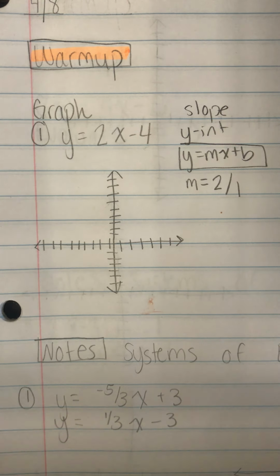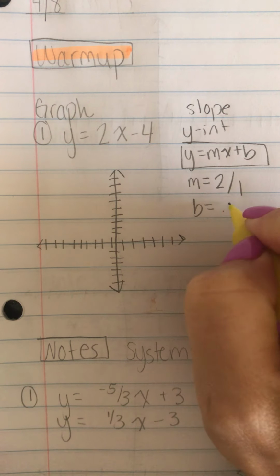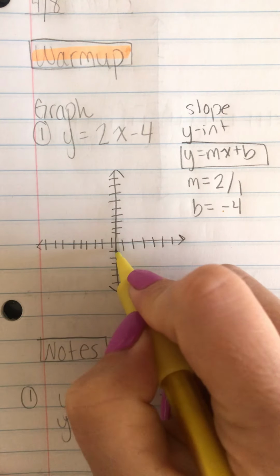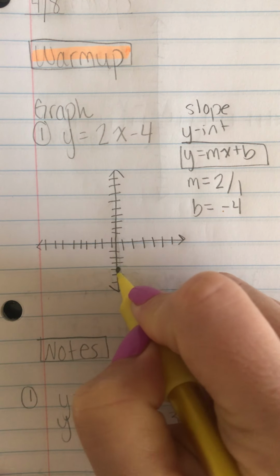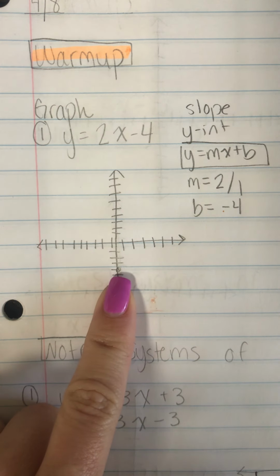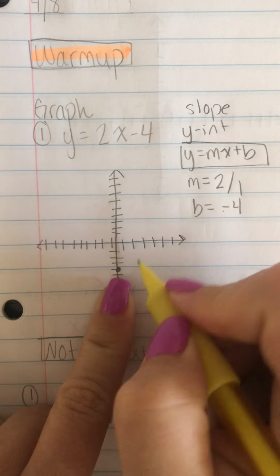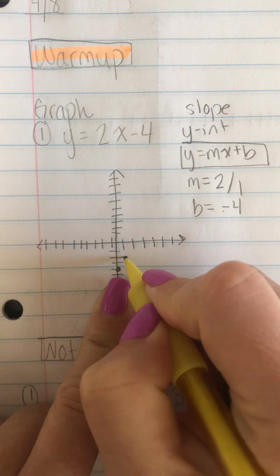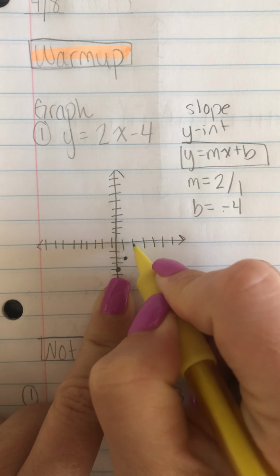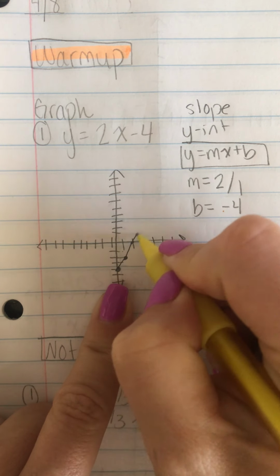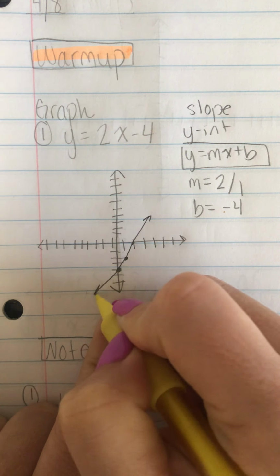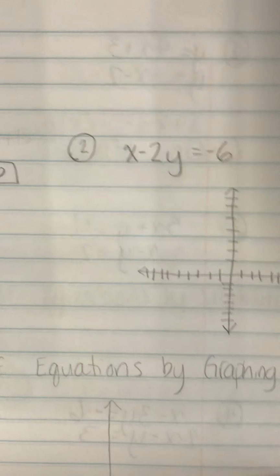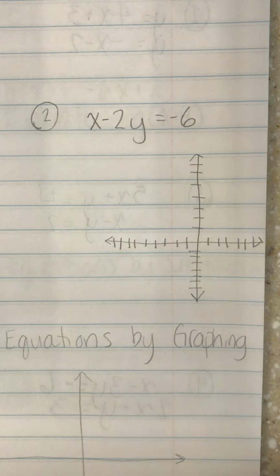Slope is always a fraction. And your y-intercept is -4. So your y-intercept is where you begin. We go down 4, put a dot. Now, our slope tells us what to do. Rise over run. We go up 2 over 1. Up 2 over 1. Then we connect our dots. Doesn't really matter how many you do, and you're done. Go ahead and pause the video and do number 2.